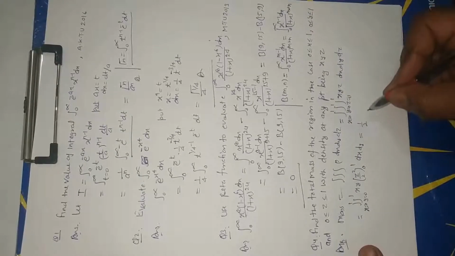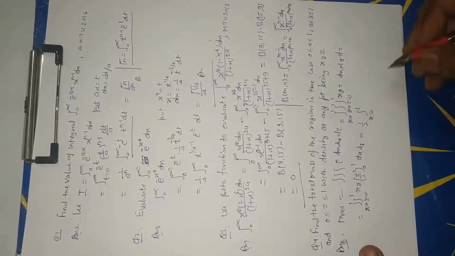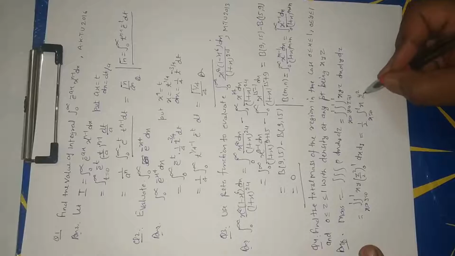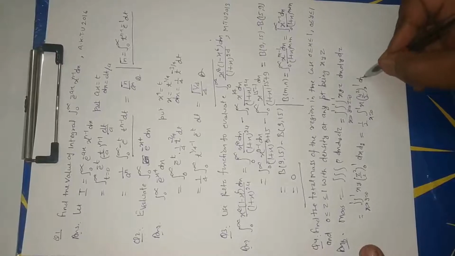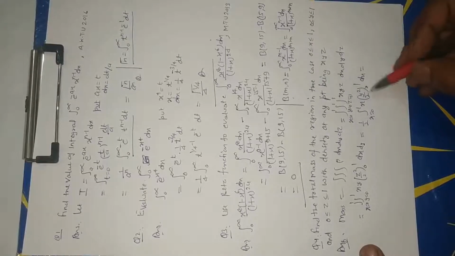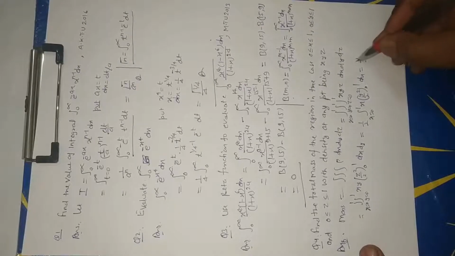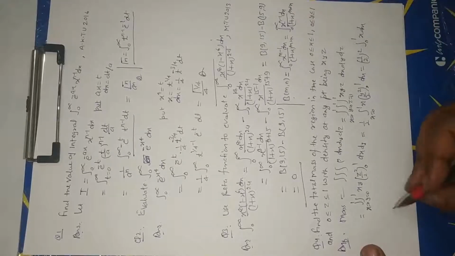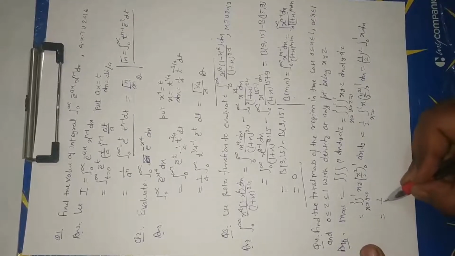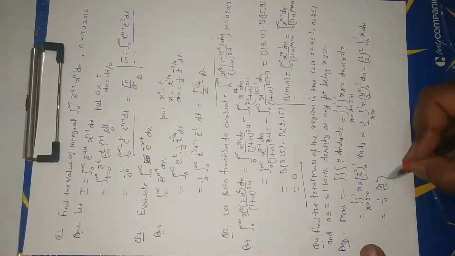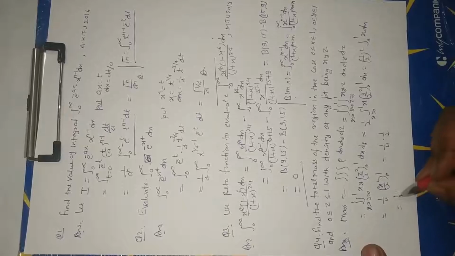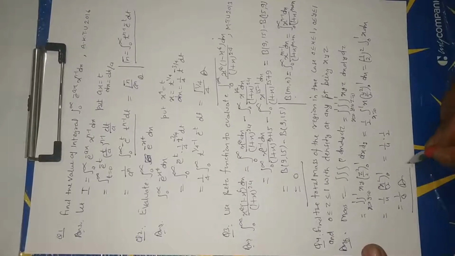Now 1 upon 2, x from 0 to 1, x as it is, integration of y square by 2, limit 0 to 1, dx as it is. After applying the limit we get only half. Now 1 upon 2 square, limit 0 to 1, x dx. This is equal to 1 upon 4, x square by 2, limit 0 to 1. This is equal to 1 upon 4 into 1 upon 2, that is 1 upon 8.